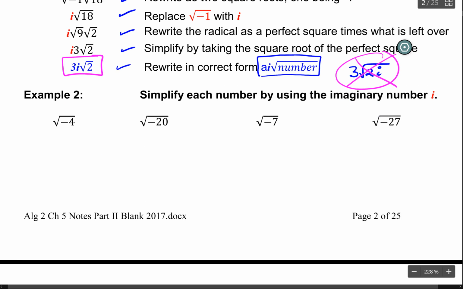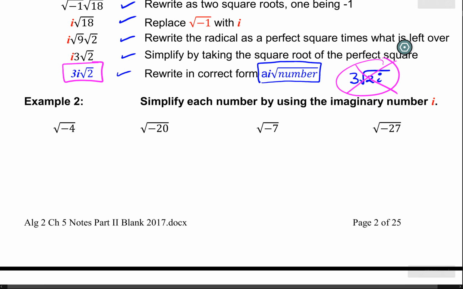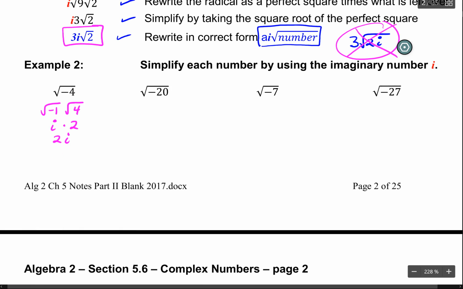So let's look at some practice problems where we're simplifying the numbers. The square root of negative 4 is going to be the square root of negative 1 times the square root of 4. So that's i times 2, and our answer is 2i. Now, just a reminder to write your cursive i as your imaginary number. Don't write it as a block I or anything like that.